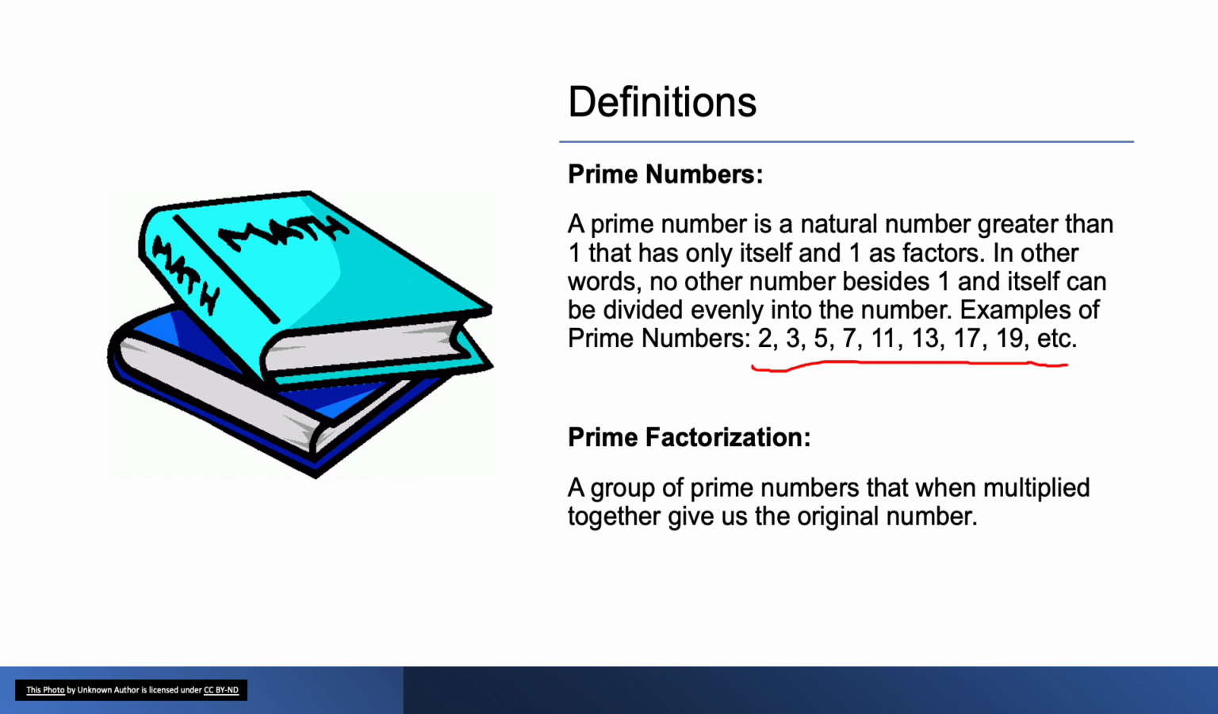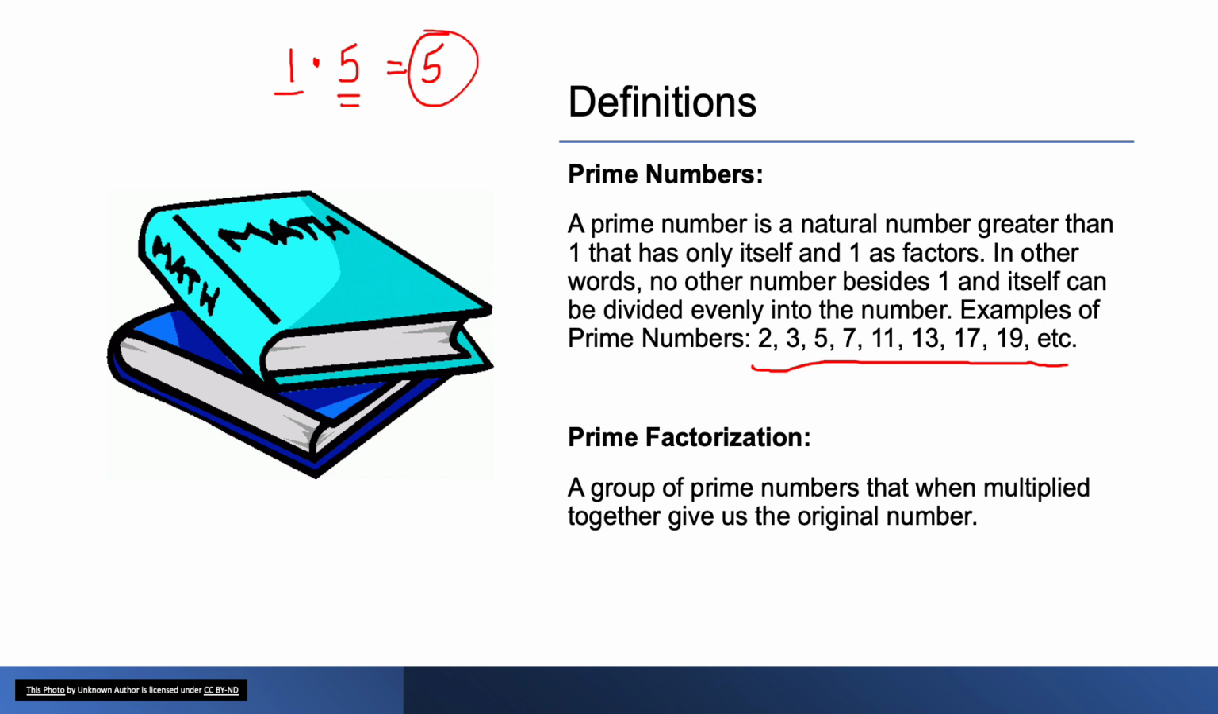So for example, if we look at the number 5, we only have the factors 1 times 5. Those are the only two numbers that when multiplied together will give me 5. Since we only have 1 and itself as factors, this is a prime number.